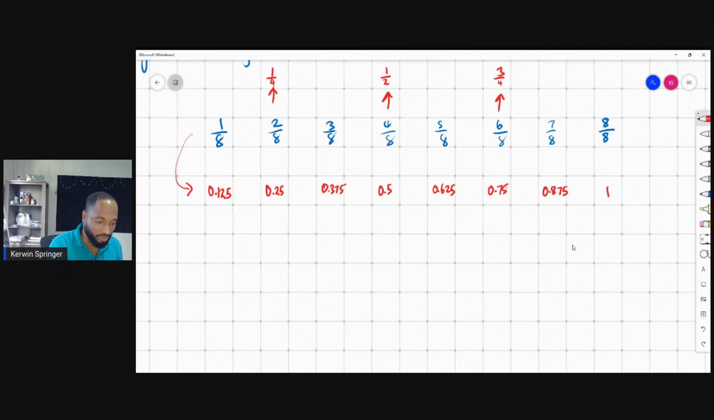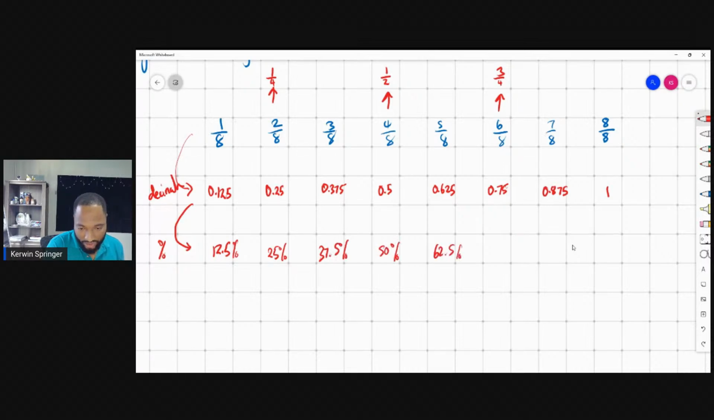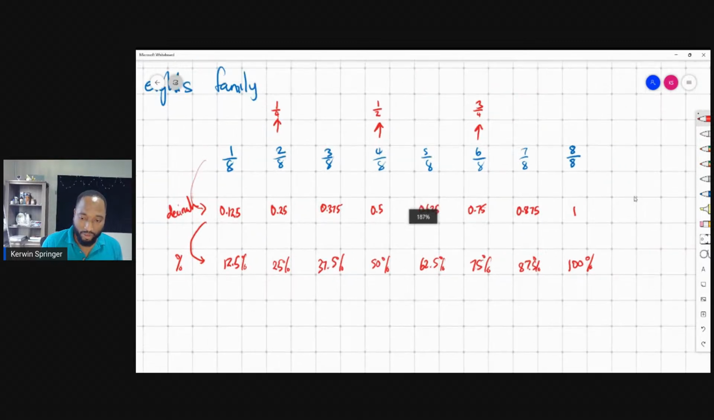Just saying. And if we want to change it to a percentage, the previous one was the decimal. As a percentage, it will be 12.5%, 25%, which is a quarter, 37.5%, 50%, 62.5%, 75%, 87.5%, and of course, none other than what? 100%. So this is your eighth family here.